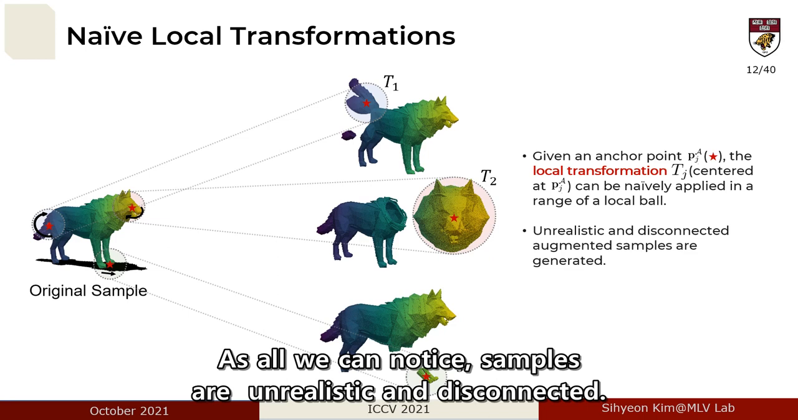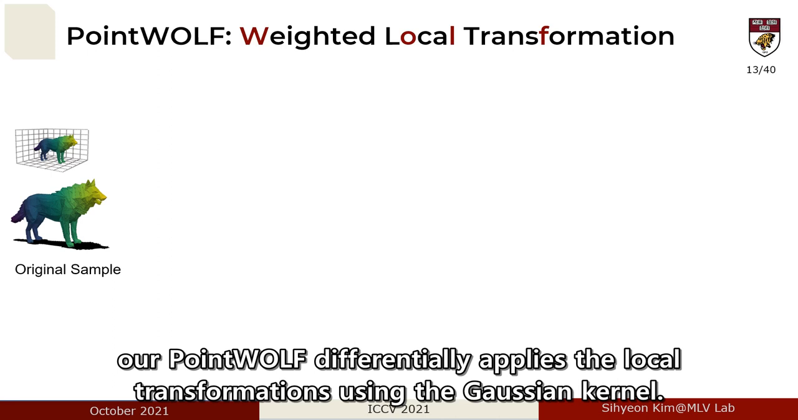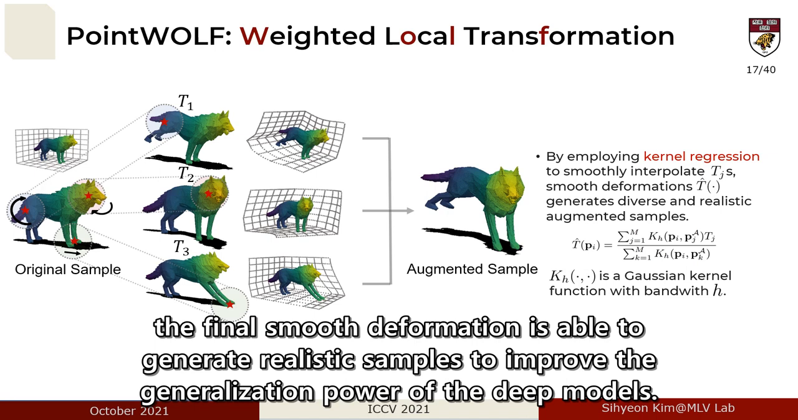In contrast, based on the distance from an input point to the anchor points, our PointWolf differentially applies the local transformation using the Gaussian kernel. So by weighted summing local transformations, T1, T2, and T3, the final smooth deformation is able to generate realistic samples to improve the generalization power of the deep models.